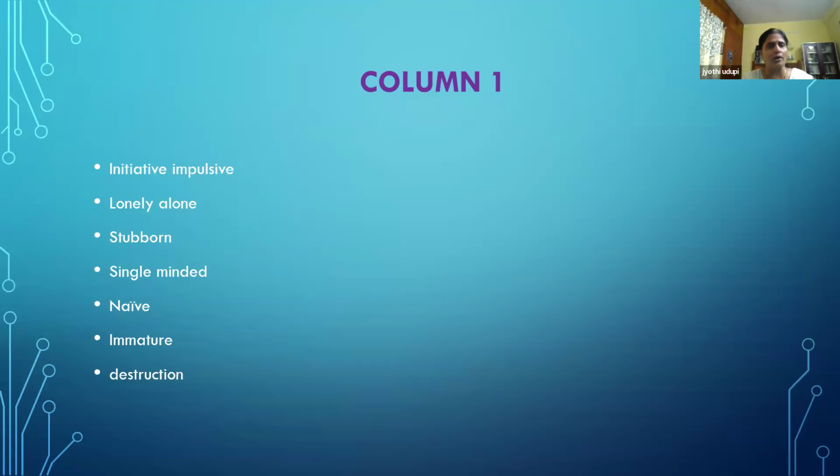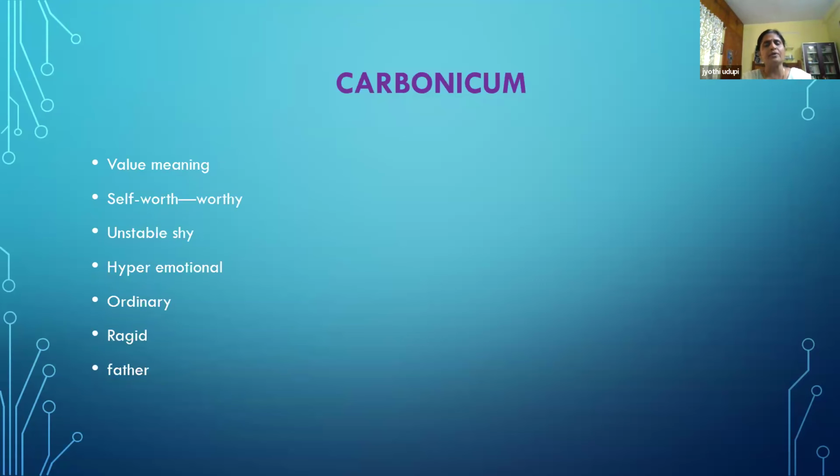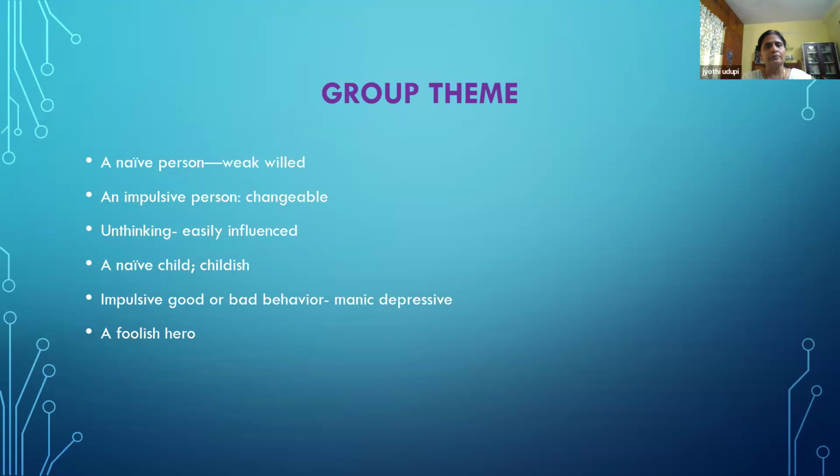So I knew this is column 1. Initiative, impulsive, lonely, alone, stubborn, single-minded, naive, immature, destruction, and there were themes of Carbonica. Group theme was naive person, weak-willed, impulsive person, changeable, unthinking, easily influenced, naive child, childish, impulsive, good or bad behavior, manic depressive, foolish hero.